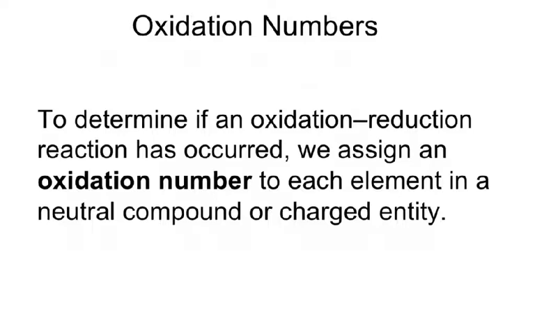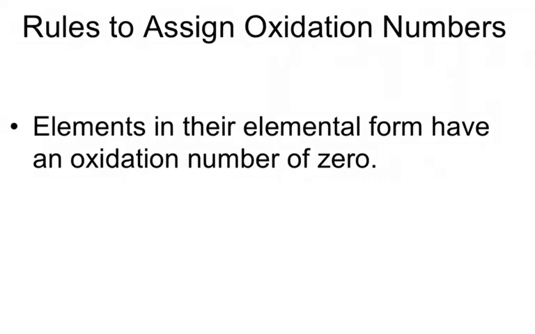Now, what we're going to do in this video is learn how to assign oxidation numbers to each element. There's a set of rules that we're going to go over. Some elements, like fluorine, have a specific oxidation number, whereas other elements have multiple oxidation numbers. So we're going to go through the different scenarios. Let's start with the first rule on how to assign oxidation numbers.